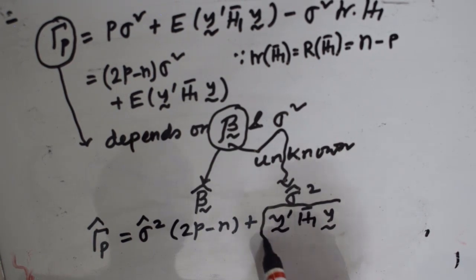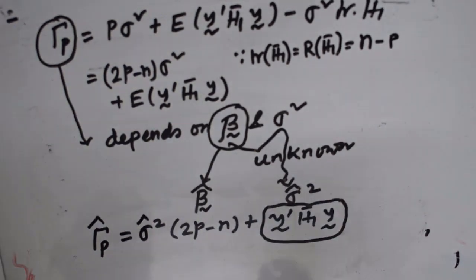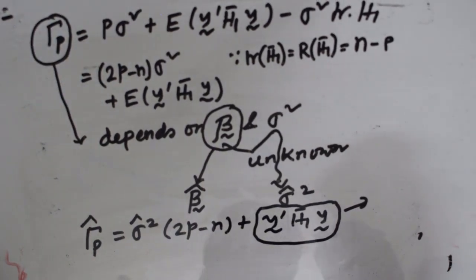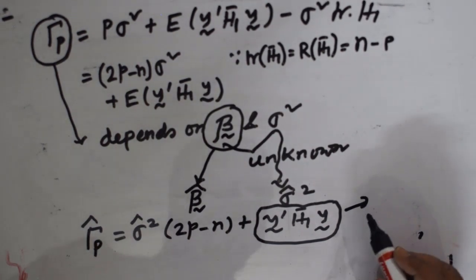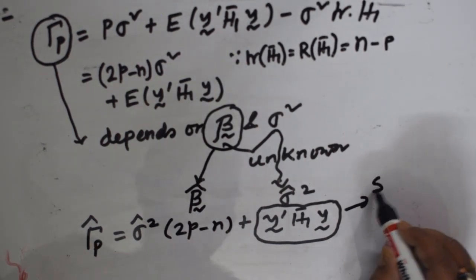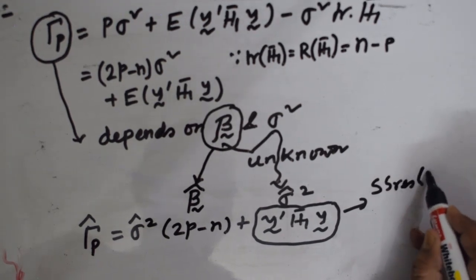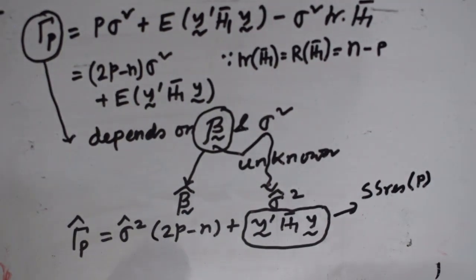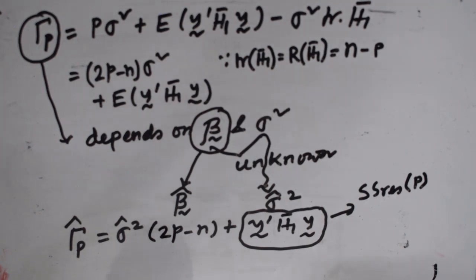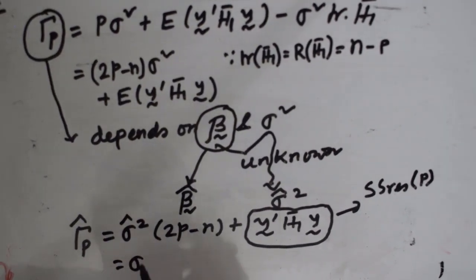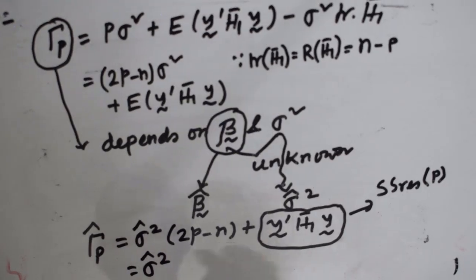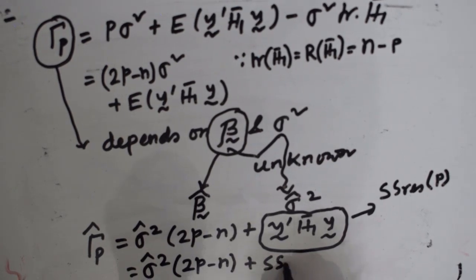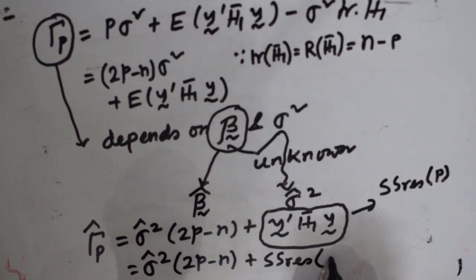This is nothing but the sum of square due to residual based on the subset model, that is, the model which considers only p explanatory variables. Therefore, gamma p hat is sigma hat square times 2p minus n plus SS residual p.